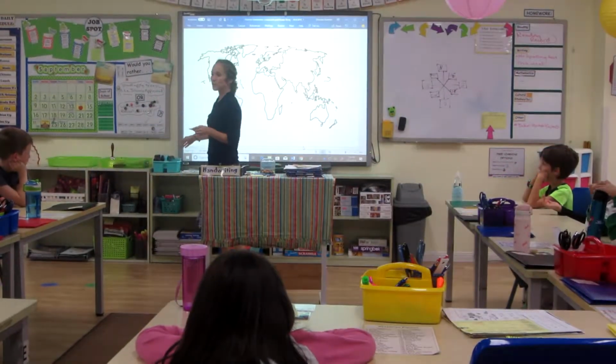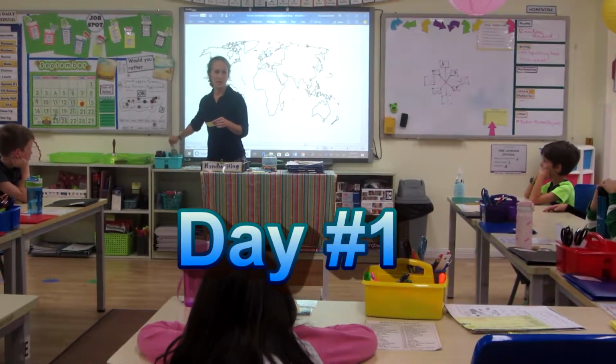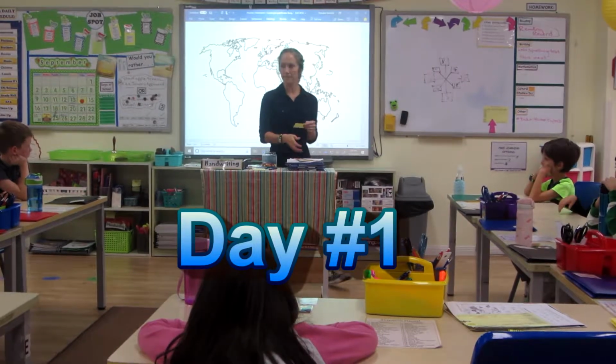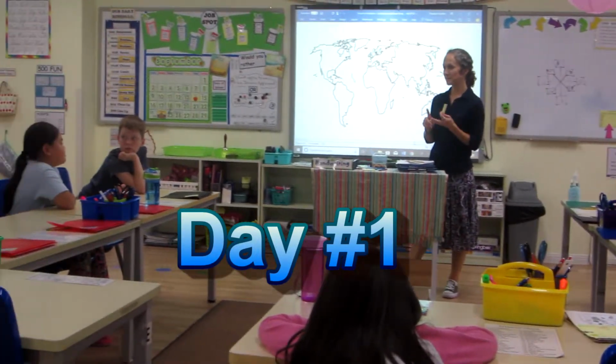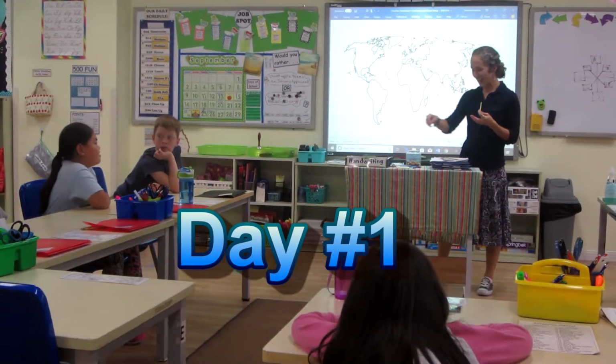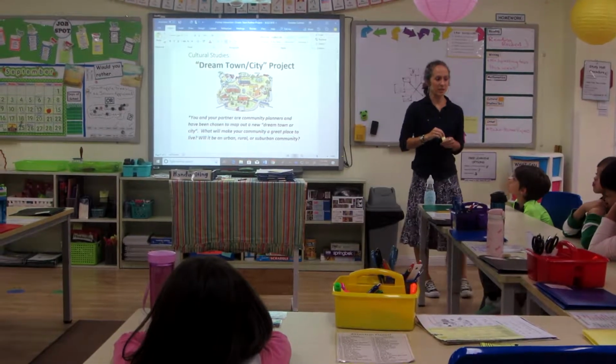Name all 3 types of community. 3 types of community. Emma. Urban, suburban, rural. Excellent. Very good job. We have seen this picture before.